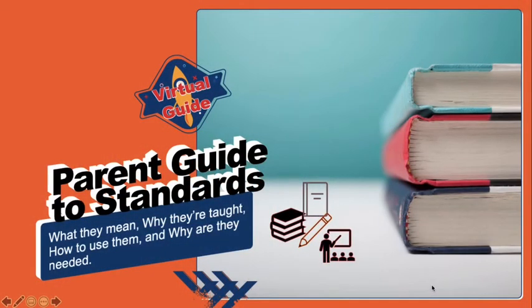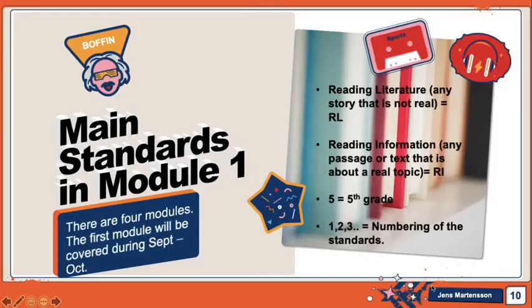Welcome to the Parent Guide to Reading Standards: what they mean, why they're taught, how to use them, and why are they needed. Whenever you are reading standards, you will see two letters and two numbers. RL for reading literature, any story that is not real, and RI for reading information, for any passage or text that is about a real topic.